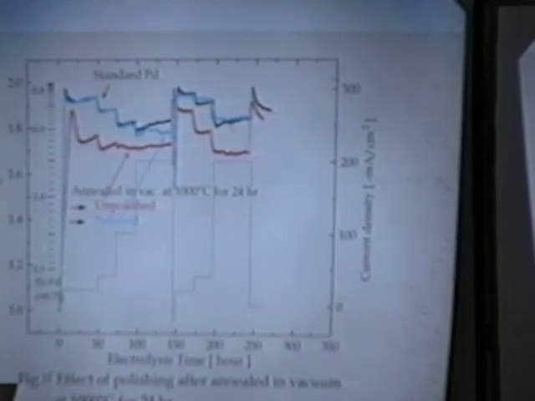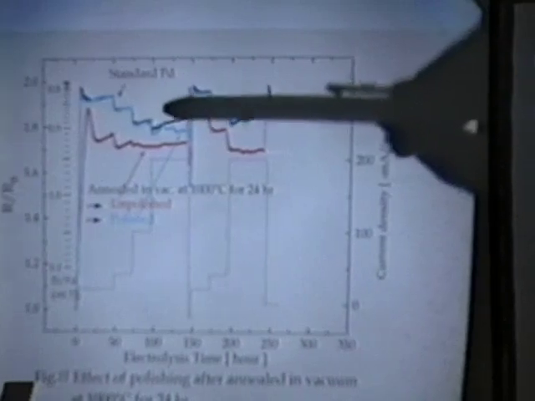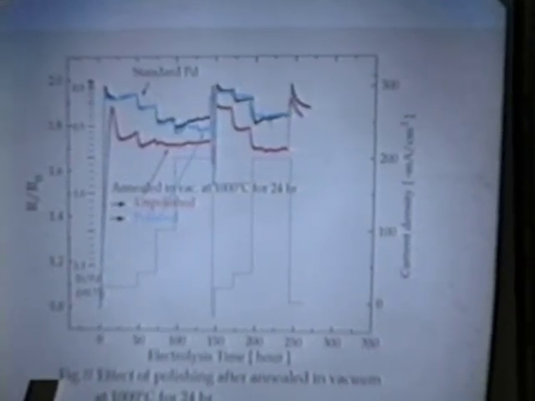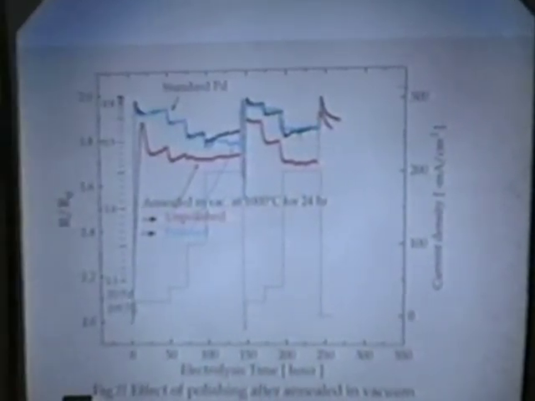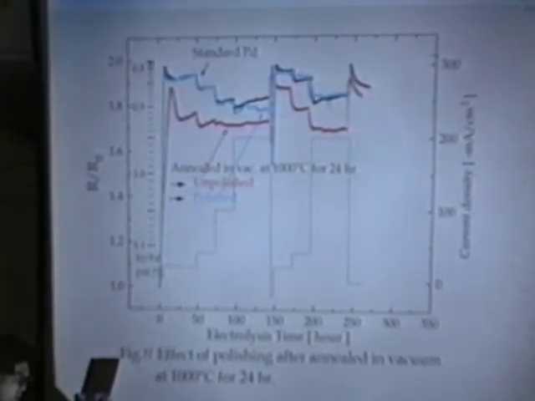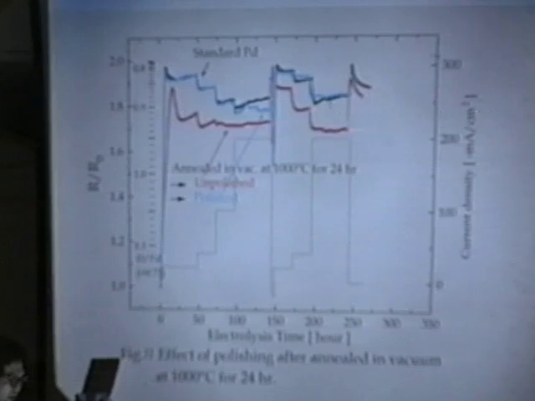This shows the result. The blue point shows the deuterium loading of polished palladium after the heat treatment in vacuum. This loading behavior agrees with that of standard palladium. Judging from this result, we think surface condition might affect the loading ratios. In the case of heat treatment in vacuum at high temperature, sublimation of palladium was observed. We suppose that sublimation might affect the surface morphology.